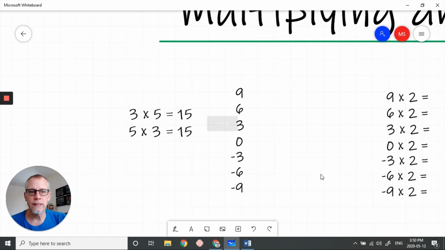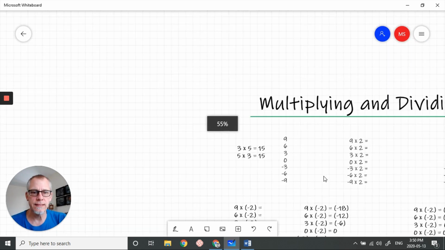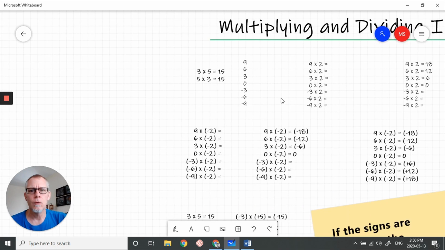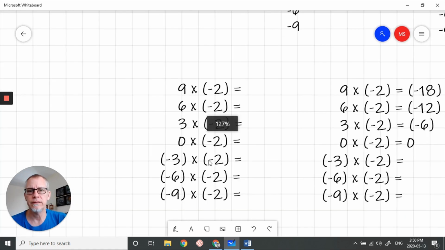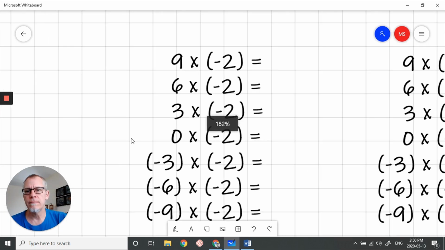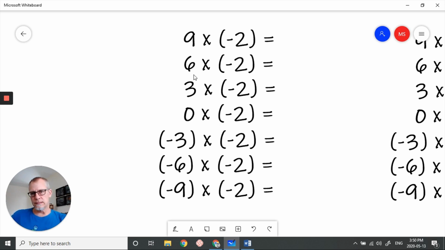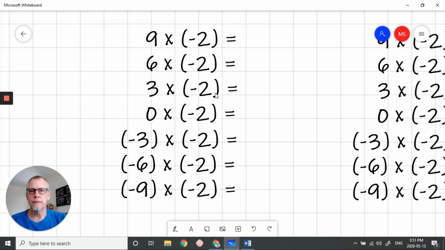We need to take that a little bit further now and look at what happens if we multiply 2 negative numbers. Here I've taken the same sequence we began with, 9, 6, 3, 0, negative 3, negative 6, negative 9, but I've changed the factor on the right-hand side to be negative 2. Because of the rule we just developed, what is the answer to this top question? We know that if we have one positive and one negative number being multiplied, the result will be negative. So we can see these results added in over here.